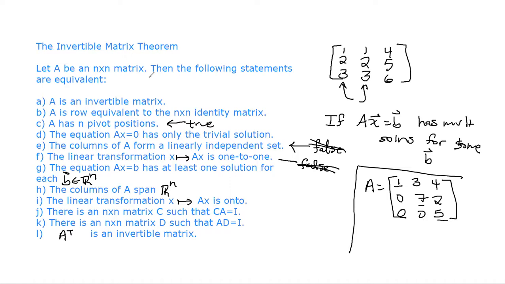So this is how this invertible matrix theorem is incredibly, incredibly powerful, because without doing hardly any work at all, we can either identify one of these is true or one of these is false, and if one is true, all of them are true. If one is false, all of them are false.